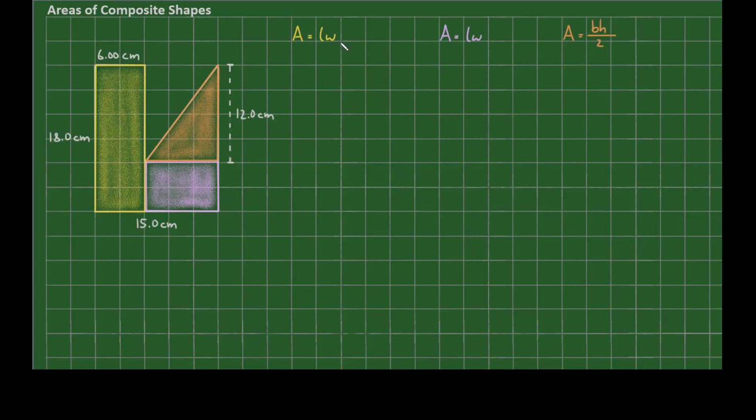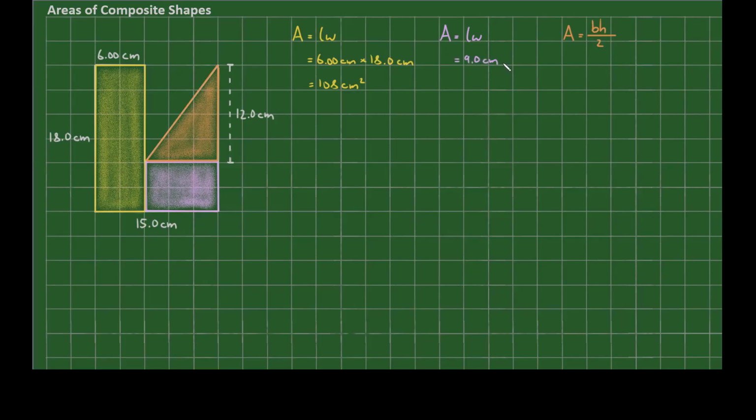The yellow rectangle is 6 centimeters long and 18 centimeters wide. This gives an area of 108 square centimeters. What about the dimensions of the purple rectangle? This entire base is 15 centimeters long. However, 6 of those 15 centimeters belong to the yellow rectangle, which means the base, or the length of the purple rectangle, is 15 minus 6, and that is 9 centimeters.